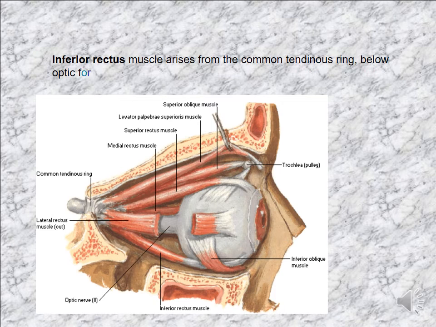The second one is the inferior rectus muscle. It arises from the common tendinous ring below the optic foramen, and passes forward and laterally on the floor of the orbit. This inferior rectus muscle lies above the floor of the orbit. Its origin is from the common tendinous ring and its insertion is in the lower part of the eyeball, in the sclera.